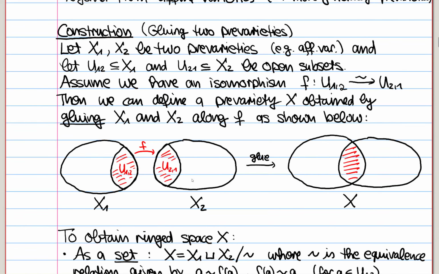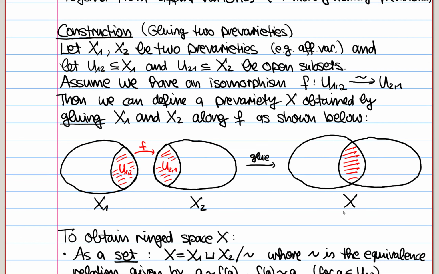To make this precise, we say that U12 in X1 and U21 in X2 are open subsets, and to glue them, we give an isomorphism F from one to the other. And then our goal here is to define a prevariety X, which intuitively should be given by gluing this patch and this patch together along F, like this.